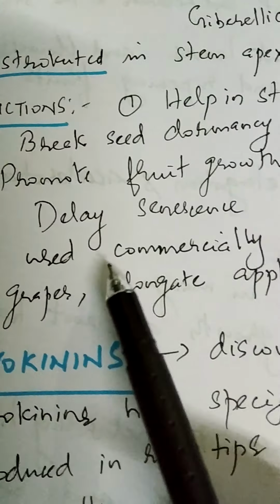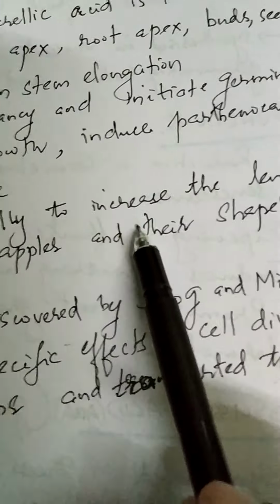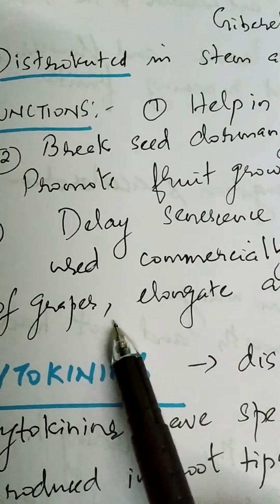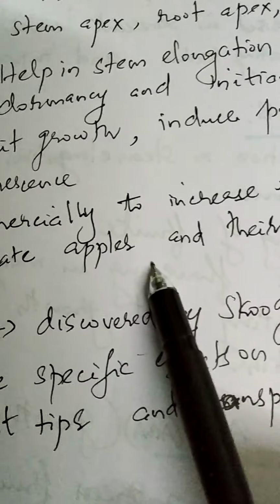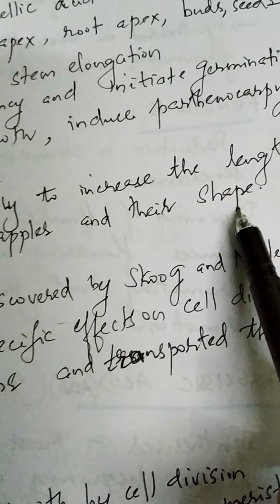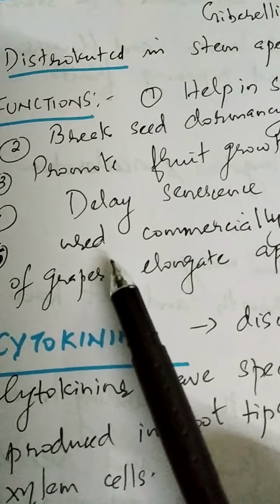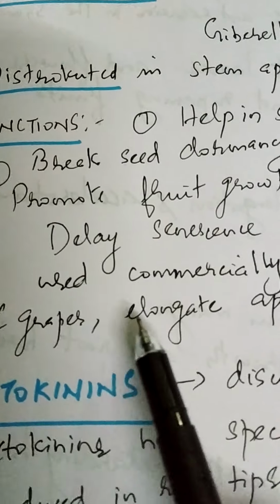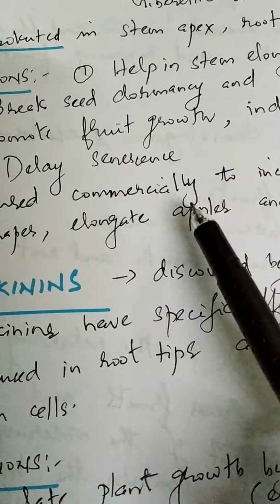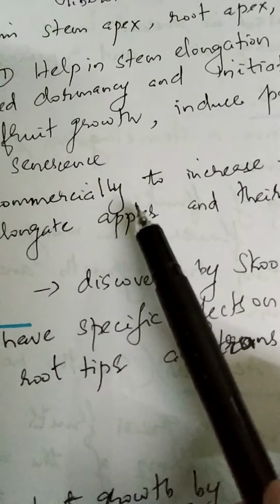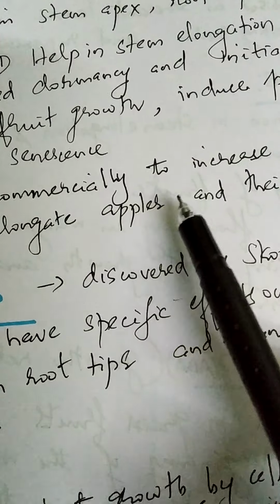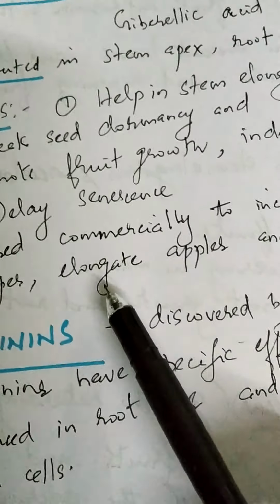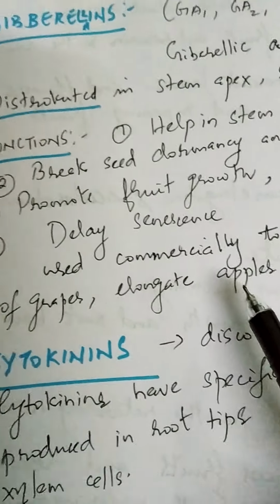Last function, they are used commercially to increase the length of grapes, elongate apples and their shape. So the gibberellins play an important role in the commercial sector, that is for the increase in the size of apples, grapes, etc.